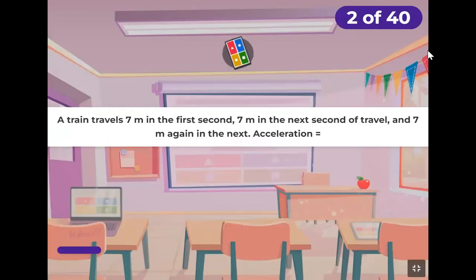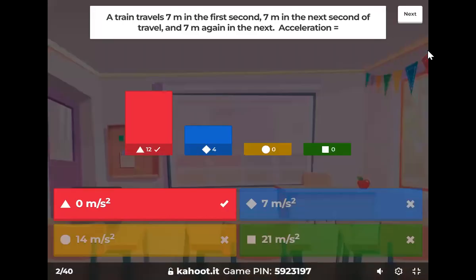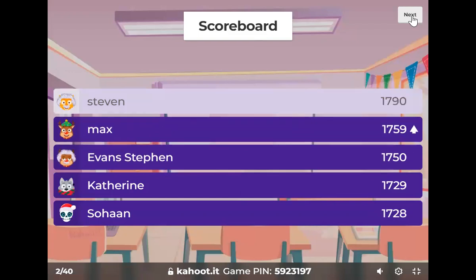A train travels 7 meters in the first second, 7 meters in the next second, 7 meters in the next second. What is the acceleration of that train? Yeah, 0 meters per second squared because it's not changing what it's doing, right? So you could say its velocity is 7 meters per second, but its acceleration would be 0 meters per second squared. It's not speeding up or slowing down. For that matter, going around a curve. Right?